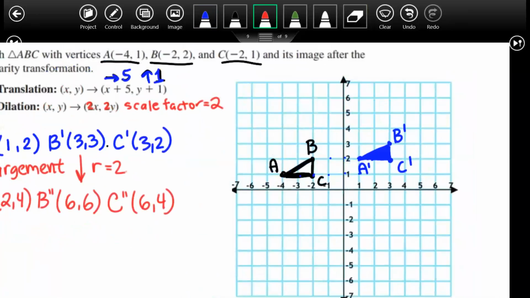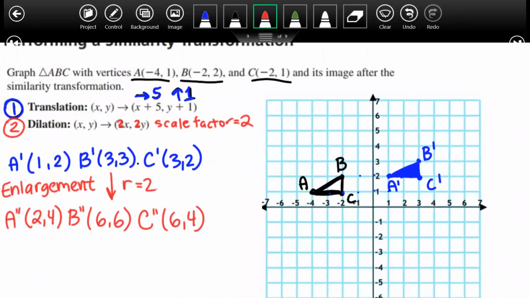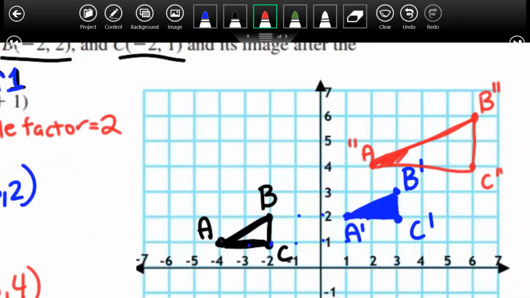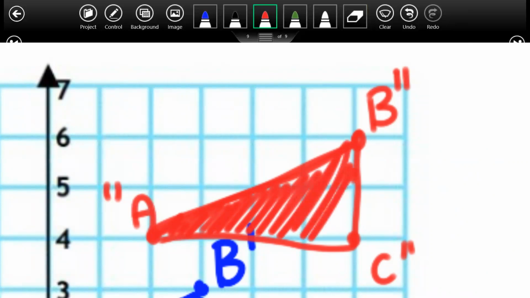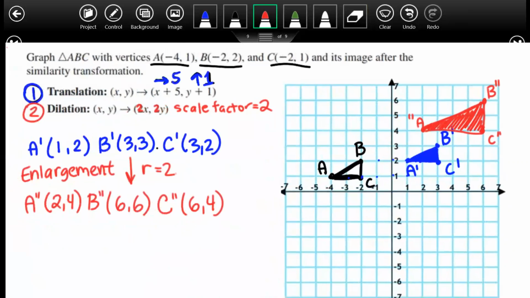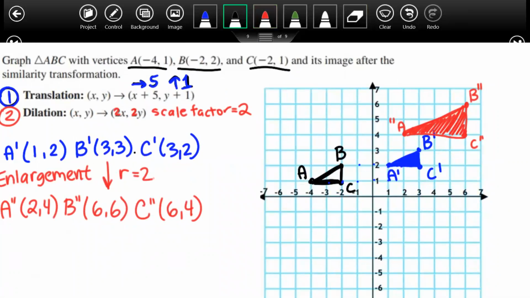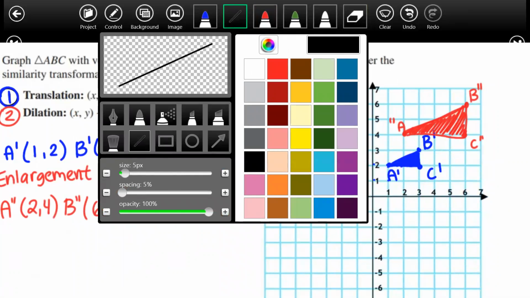Let's plot our points. Over 2 up 4 gives me A double prime. Over 6 up 6 gives me B double prime. Over 6 up 4 gives me C double prime. If I'm going to draw these out and connect them, is it definitely an enlargement? Can we check if we did our dilation correct?